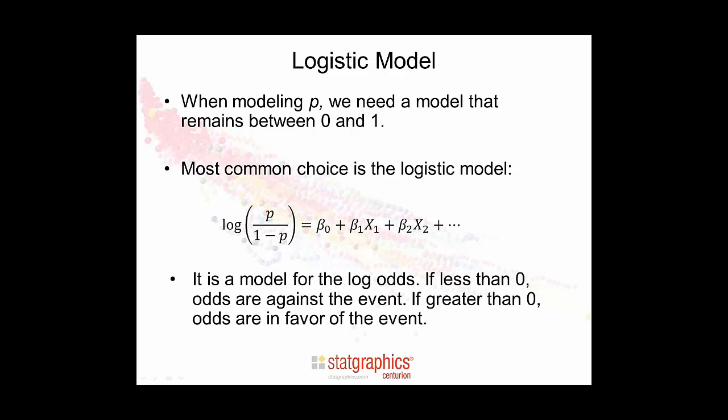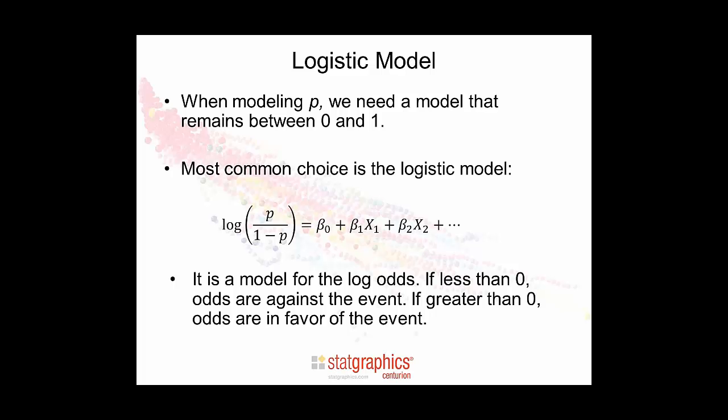Now, what that gives you is a model for the log odds. P over 1 minus p is the odds you will have survived. Odds are defined by the probability of the event over 1 minus the probability of the event. So our log odds, when we do a logistic regression, are assumed to be a linear function of the x's.